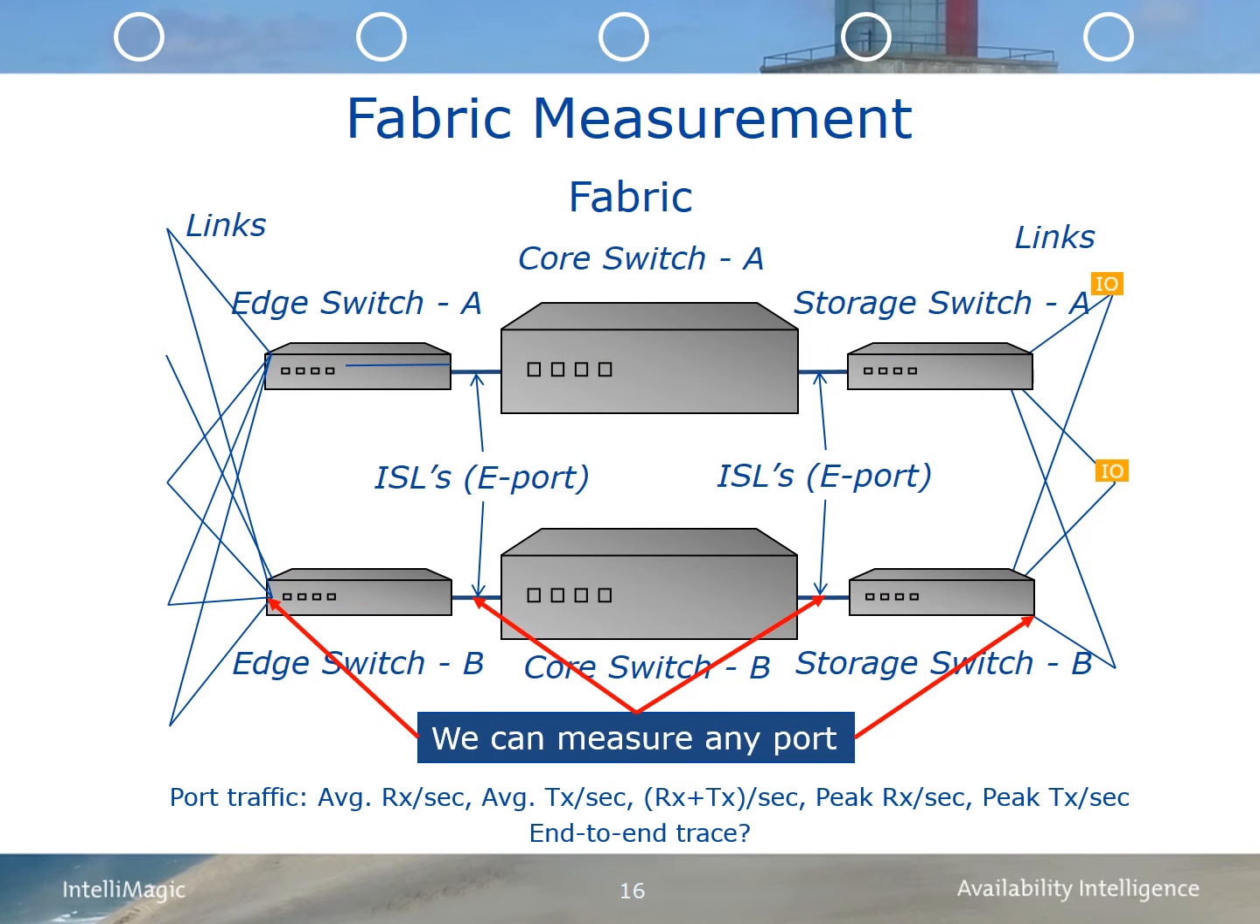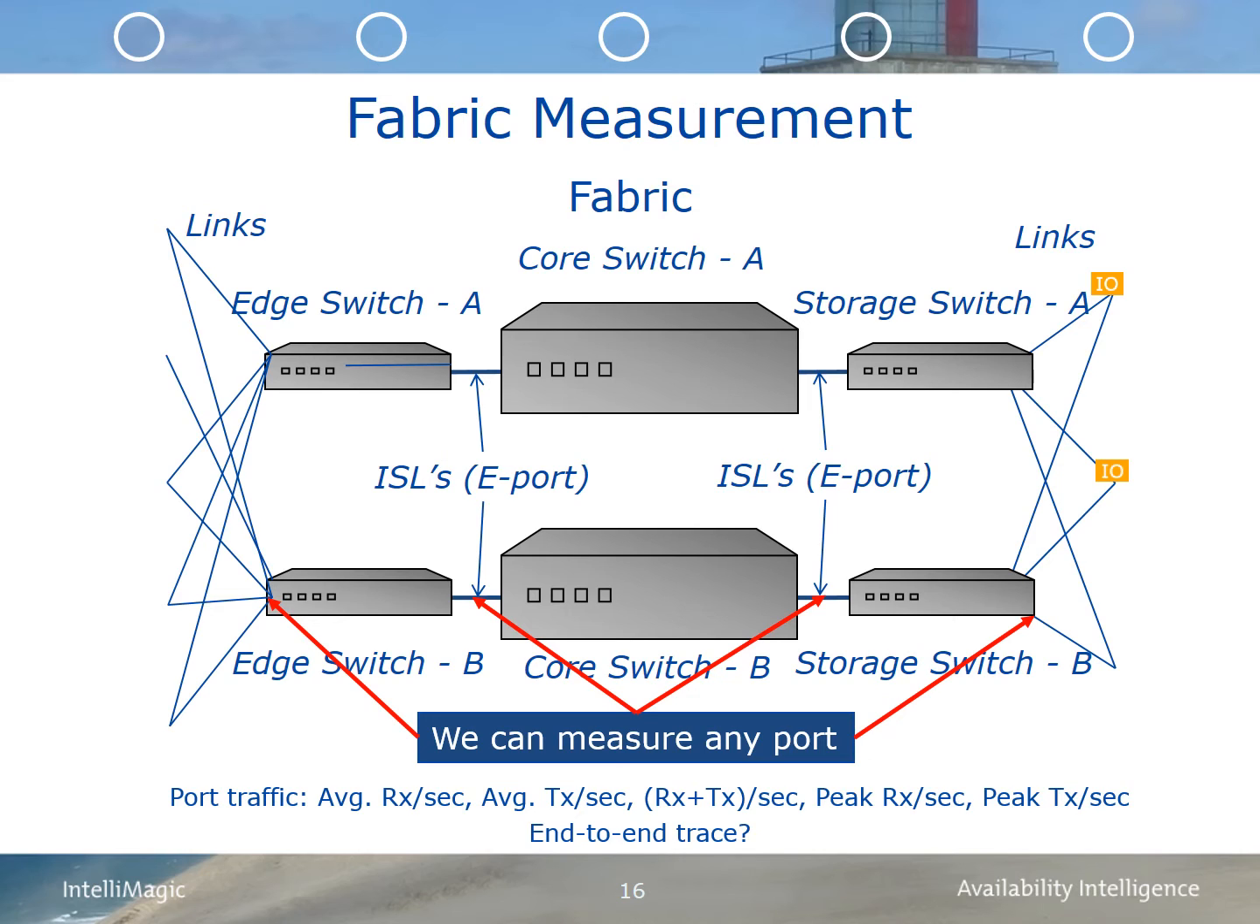Let's take a look at the fabric and the measurement of the fabric. Most fabrics have edge switches in which hosts connect to, and then those edge switches connect to the core switch via ISLs. Most commonly what you'll see is storage hanging off the core. In some cases, particularly legacy environments, you may also have dedicated storage switches. These edge switches and storage switches connect to the core fabric via ISLs. And ISL just means inter-switch link. These are the E-ports on the switches.